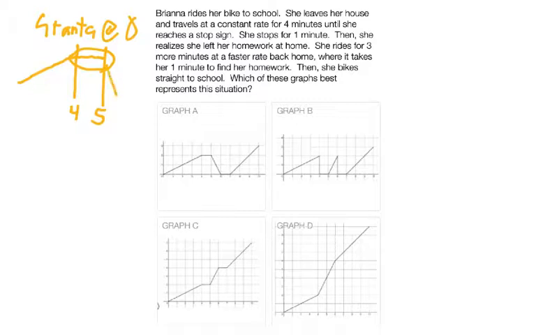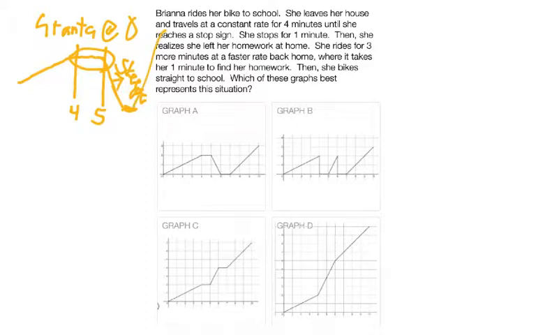Going back home. Then she rides for 3 more minutes at a faster rate. So this means this has got to be steeper because she's got to get home. And then she again found 1 minute to find her homework. So that means there's some kind of interval here for 1 minute. And then she rides straight to school.